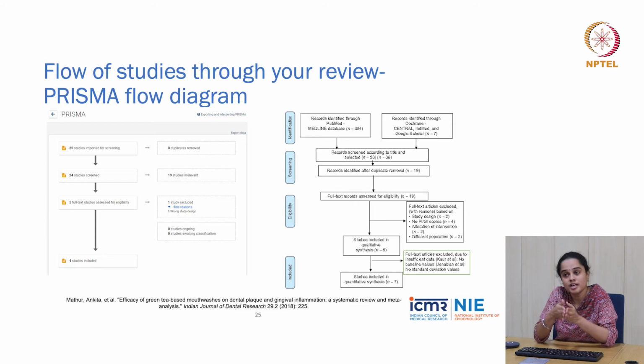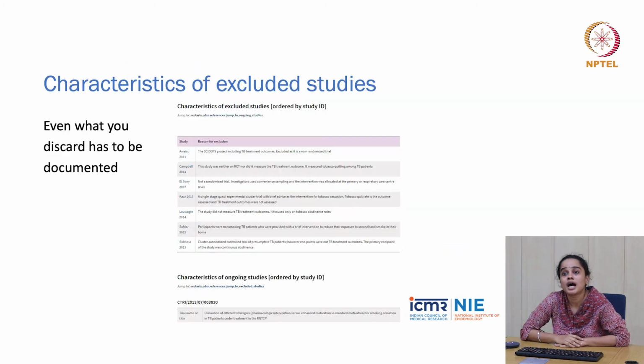These tools automatically generate this tabular column for you. On the right hand side, what I've shown is the flow chart in this published systematic review on efficacy of green tea based mouthwashes on dental plaque and gingival inflammation. So you have to make it very, very clear, and that's the entire point of a systematic review, being very systematic about each and every step in proceeding through your review. Even what you discard has to be documented.